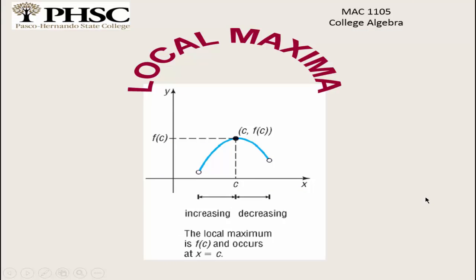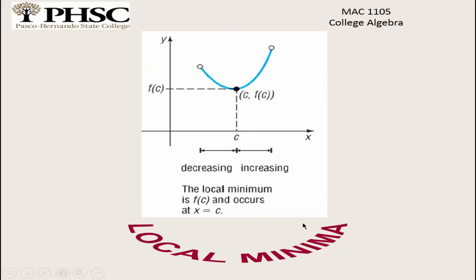Local maxima. So here we can see that between the open circle and when x equals c, the function is increasing. Now, between c and the open circle here on the right, the function is decreasing. So that means that f of c is what we call a local maximum. So increasing, decreasing, there's a high point, if you will. So here we have local minima. The function is decreasing in this interval, and it is increasing in this interval between the closed circle and the open circle. So therefore, f of c is what we call a local minimum.